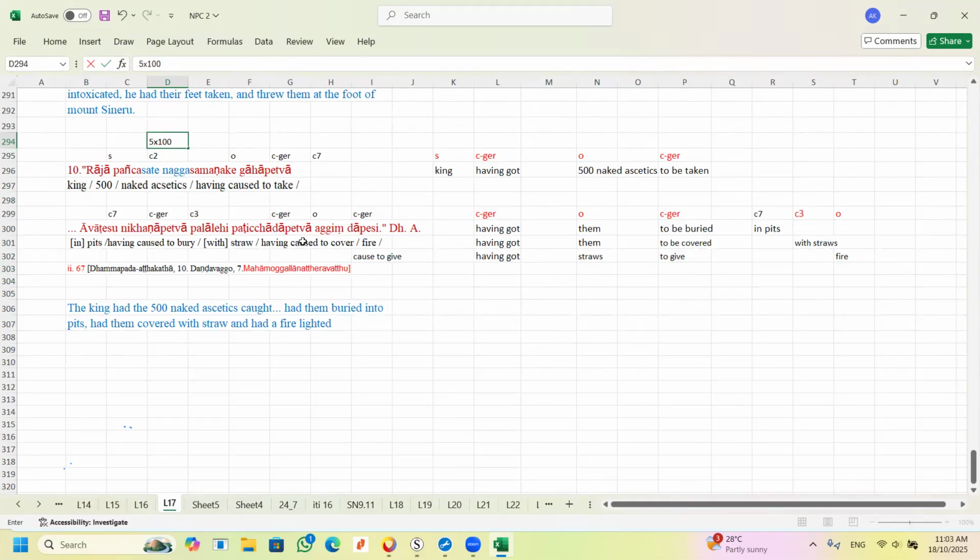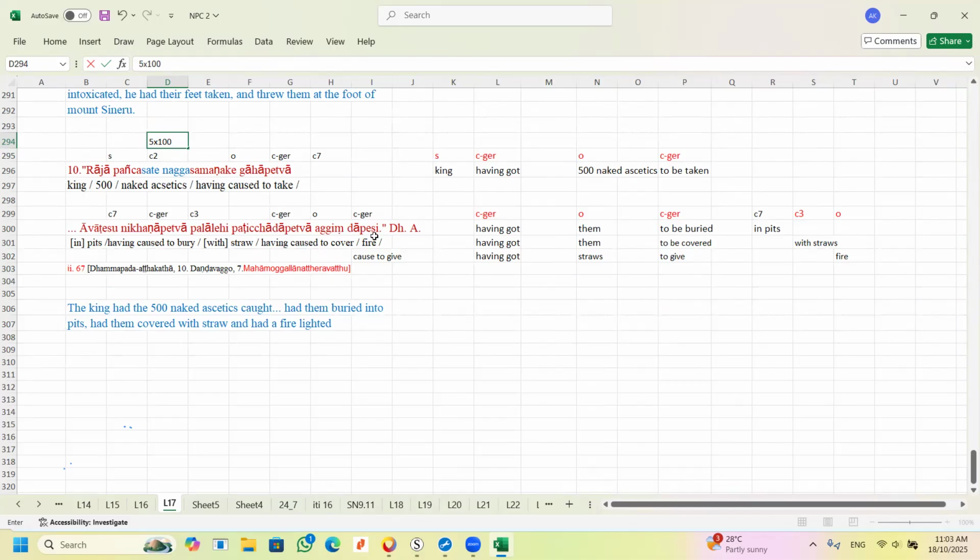Okay, the next one is this one. Can you see? Pati... I think this is chat, not cheat. Chad. Chat. Okay. Having got them covered, in this case, with straw. This is straw. All right. Straw.